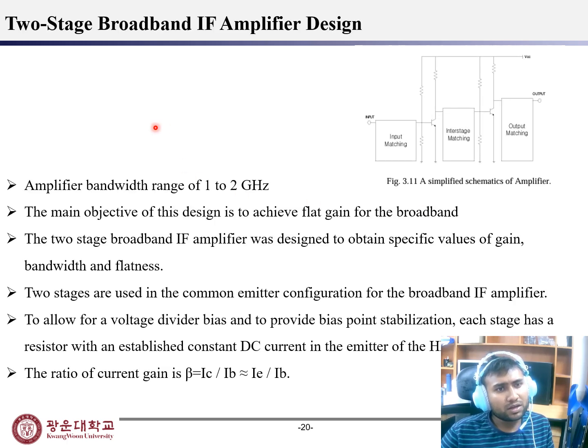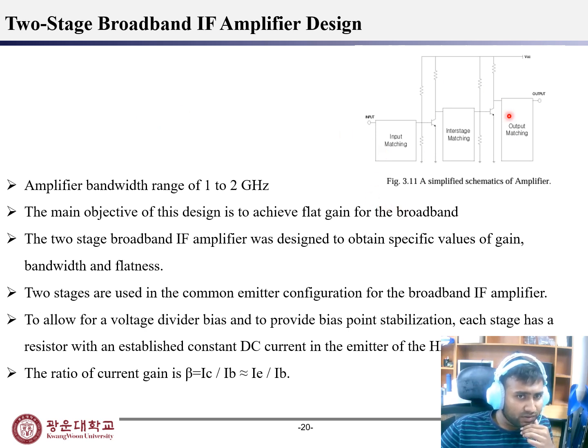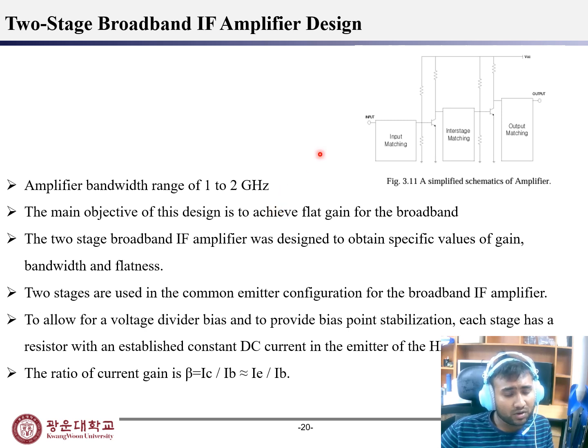Twisted broadband IF amplifier design. Here, Figure 3.11 is a simplified schematic of the amplifier. This block diagram shows input matching, inter-stage matching and output matching. The amplifier bandwidth range is 1 to 2 GHz. The main objective of this design is to achieve flat gain for broadband. The twisted broadband IF amplifier was designed to obtain a specific value of gain, bandwidth, and flatness.